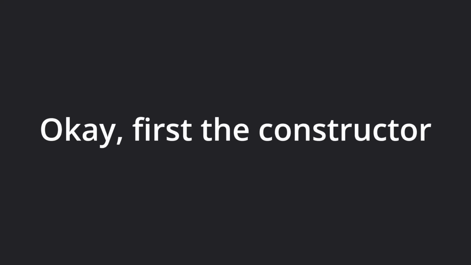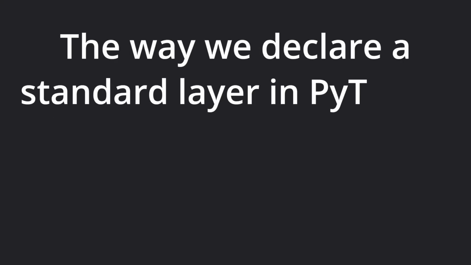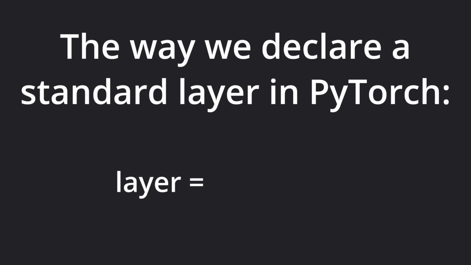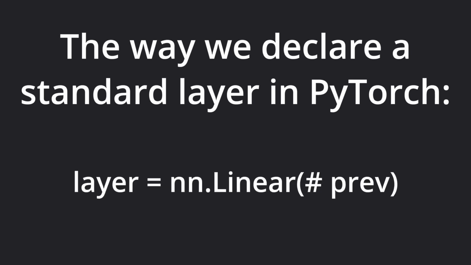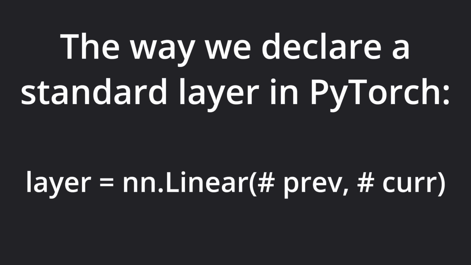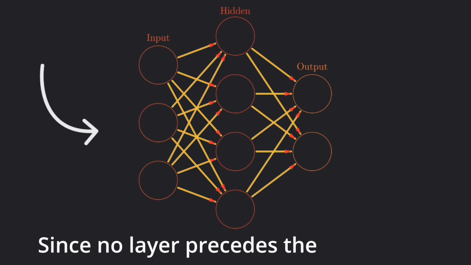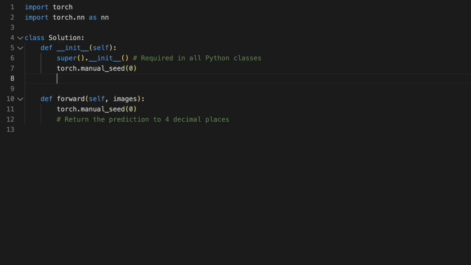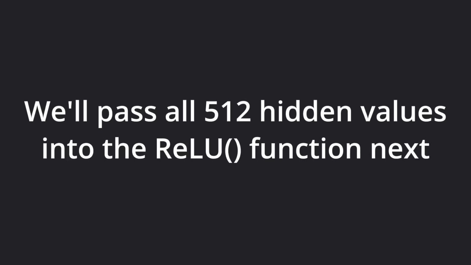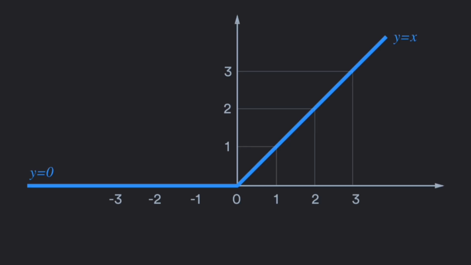Okay, first the constructor. The way we declare a standard layer in PyTorch is with nn.Linear, which takes in the number of nodes in the previous layer and the number of nodes in the current layer being declared. That means we'll start by defining the hidden layer, since no layer precedes the input layer. There's 784 input nodes and 512 hidden nodes. We'll pass all 512 hidden values into the ReLU function next.